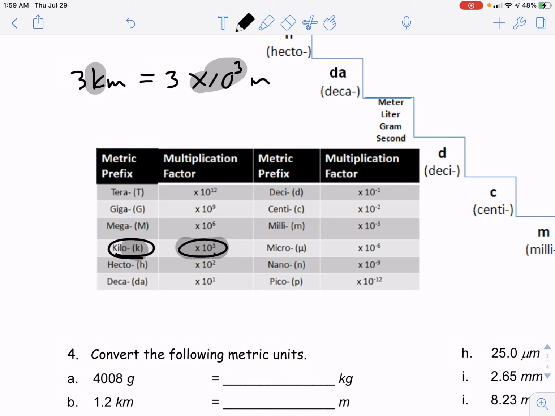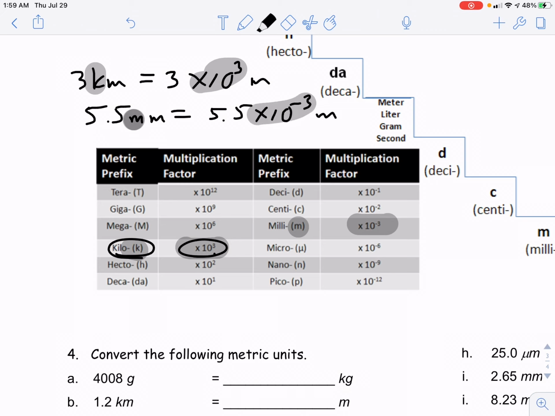Okay, another example I might see would be, let's say I saw something that said 5.5 millimeters. I could replace milli with times 10 to the negative 3, right? And it's 5.5 times 10 to the negative 3 meters. So simply replacing milli with its multiplication factor.